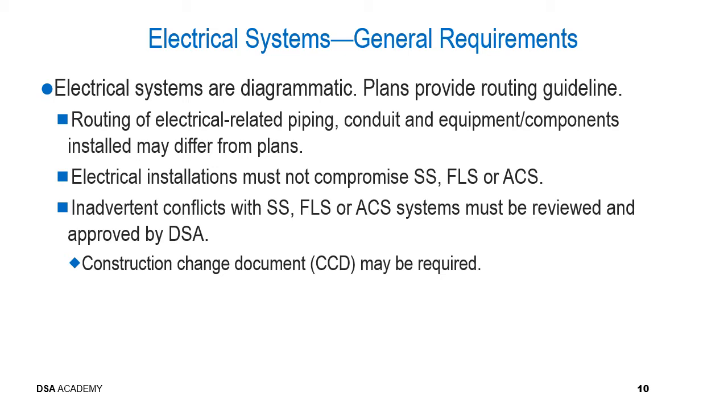It's very important to remember that even though some differences may occur in the actual routing, the electrical systems must not compromise the structural safety, fire life safety, or access compliance systems associated with the project. Along these same lines, any inadvertent conflicts which may arise between the electrical system installation and structural safety, fire life safety, or access compliance systems must be reviewed and approved by DSA.